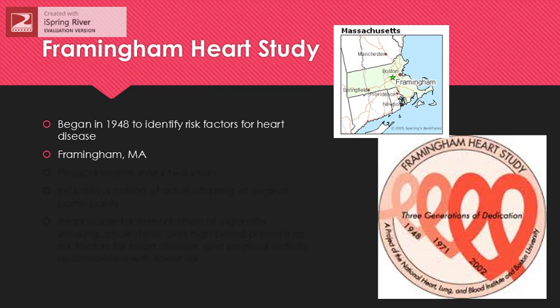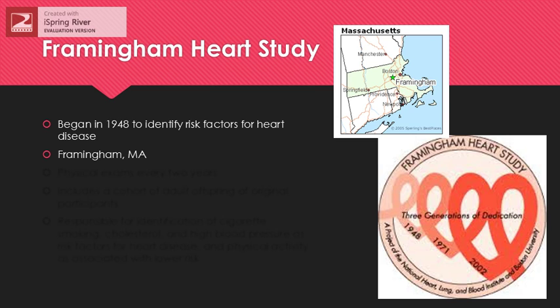So the first example or study I want to introduce to you is called the Framingham Heart Study. And this is a very famous study, really cool. What they did is they decided to study everyone within this small town outside of Boston. Happens to be called Framingham, Massachusetts. This began in 1948. They wanted to study risk factors for heart disease.